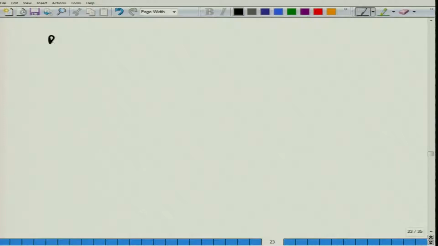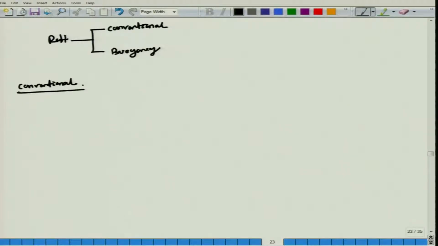If I say raft, as I said earlier, this is your conventional, and second one is your buoyancy raft. Conventional and buoyancy raft. If I go for your conventional here, and here is your buoyancy raft. If you look at here, let me draw the figure first.